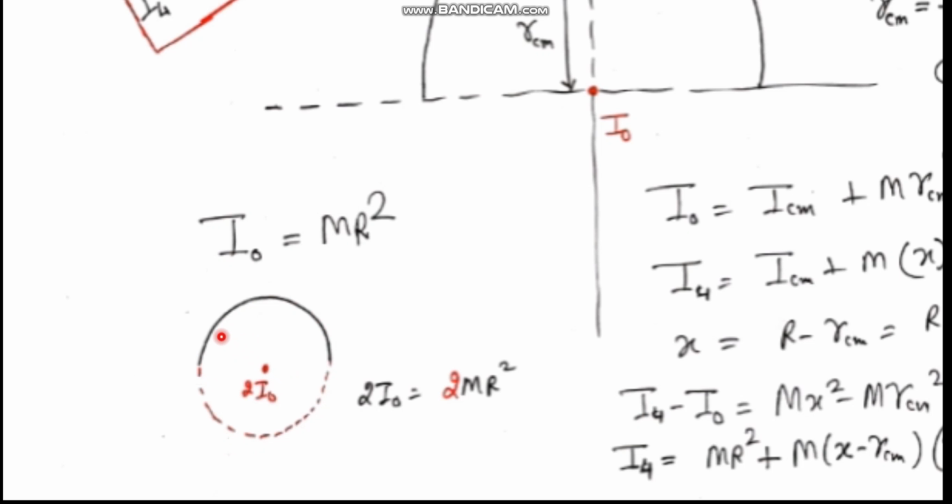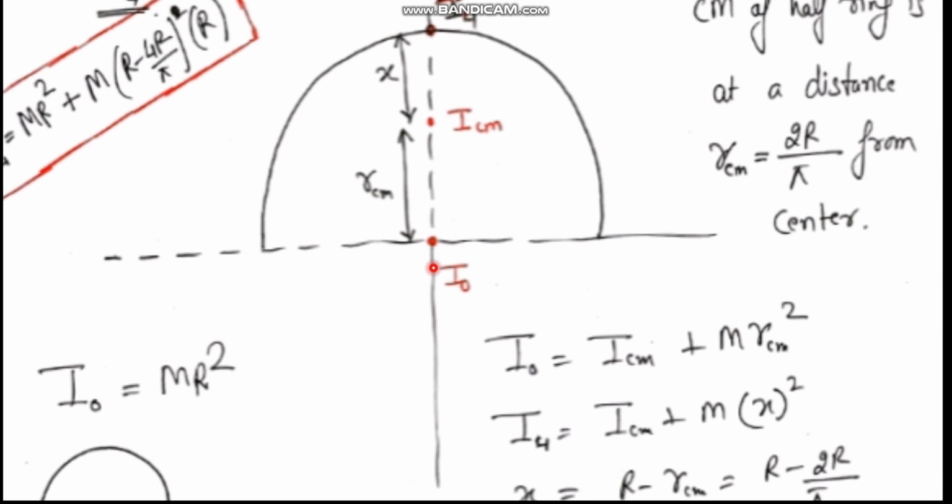So the moment of inertia of this whole ring about this axis will be 2I0. And we know that the moment of inertia of a complete ring about this axis is mass into radius square. Mass is 2m into r square, and therefore I get I0 as mr square. So the moment of inertia of the ring about this axis is mr square.